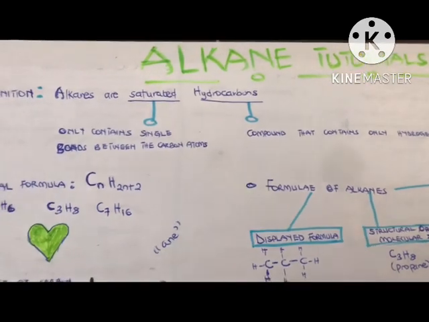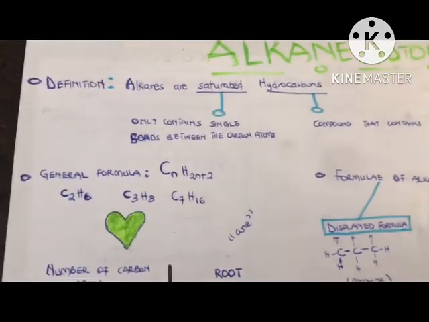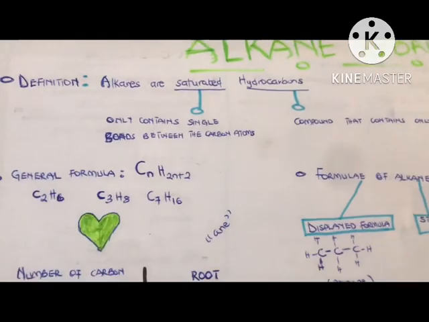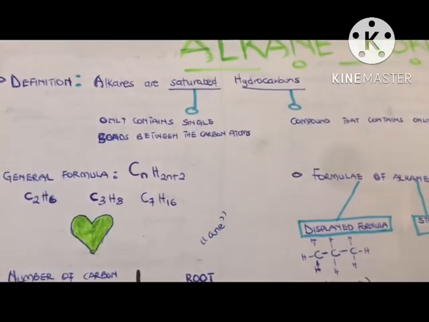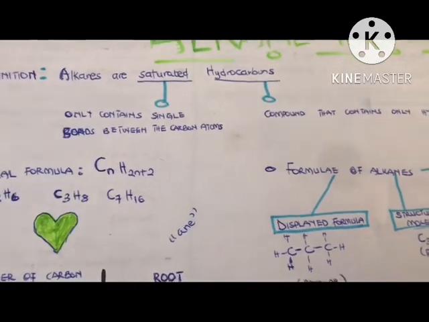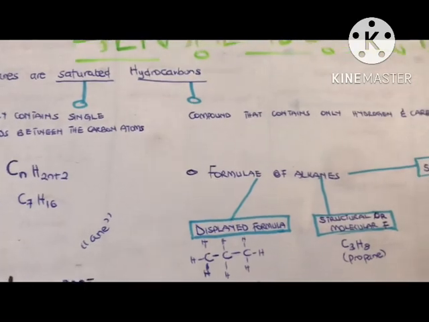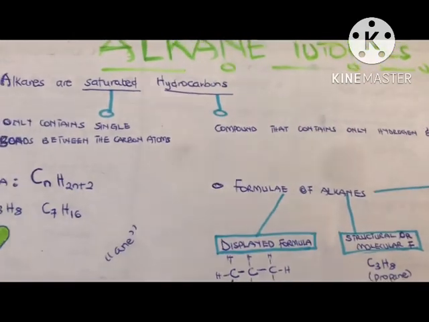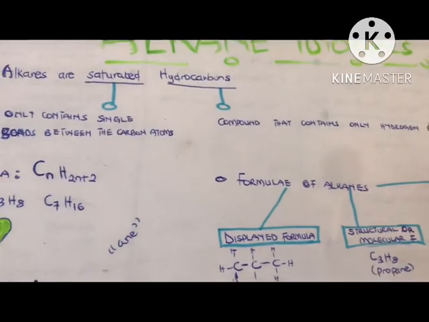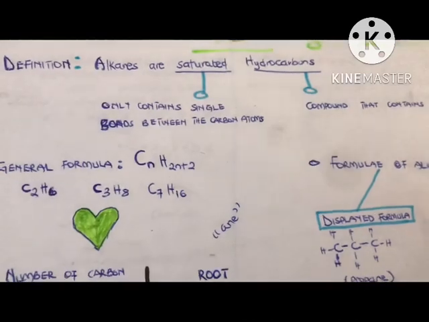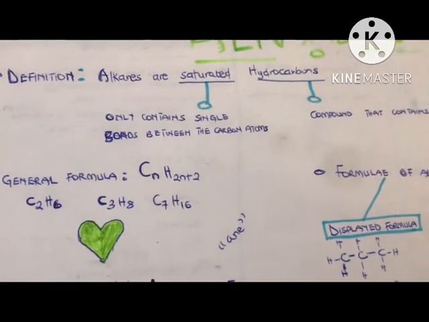So guys, today we are going to look at alkanes. Now let's start with the definition for alkanes. Alkanes are saturated hydrocarbons. When we say something is a hydrocarbon, they are compounds that contain only hydrogen and carbon. So if any compound contains hydrogen and carbon, that compound qualifies to be called a hydrocarbon. What do we mean when we say alkanes are saturated?